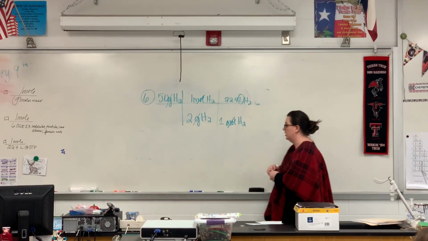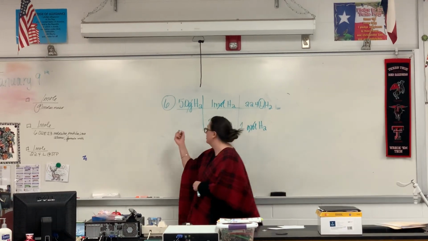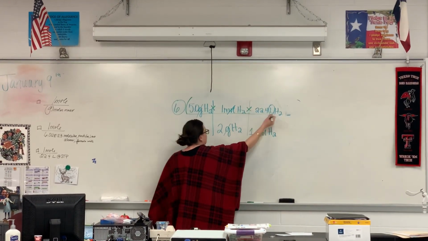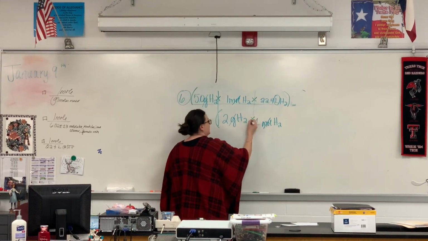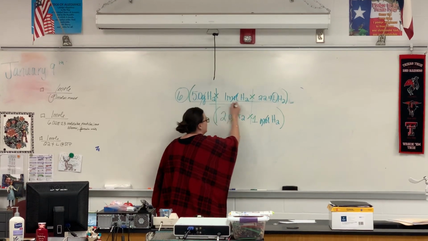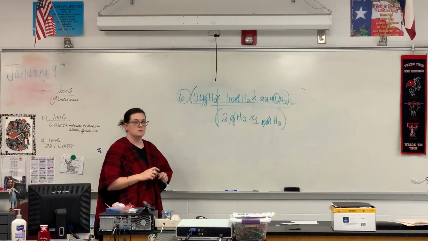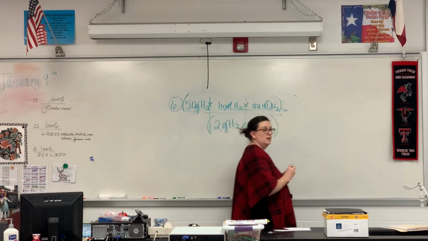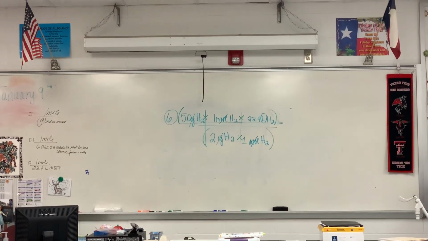So what do we do with all of these pieces? Well, it's just like yesterday, it's a big fraction. We are going to take the top part and multiply. We are going to take the bottom part and multiply, and then we are going to divide the top and bottom. And what do you get when you do that? 56 liters of hydrogen.